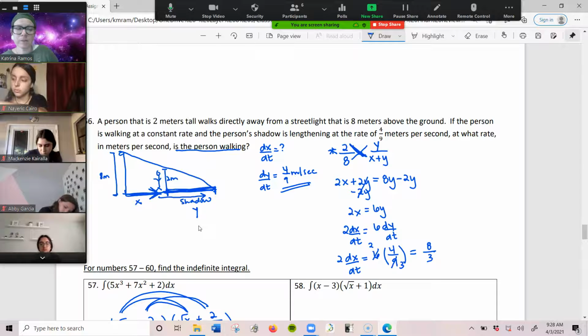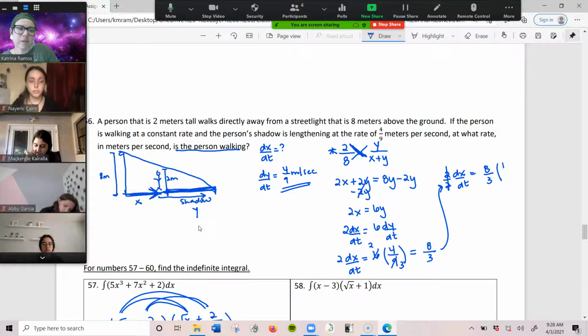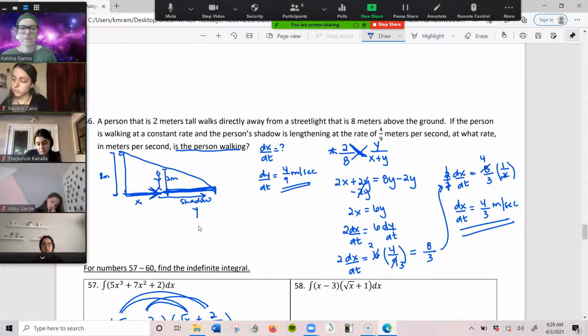So now my equation is 2 dx/dt is equal to 8/3. And our final step would be to divide by 2, which is the same thing as multiplying by 1/2, so this 8/2 can be simplified to 4/3. So dx/dt is equal to 4/3, and then our units, which is meters per second, since this is a rate. And that would be our answer.